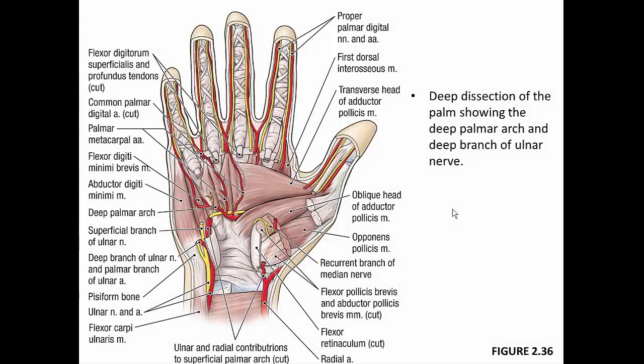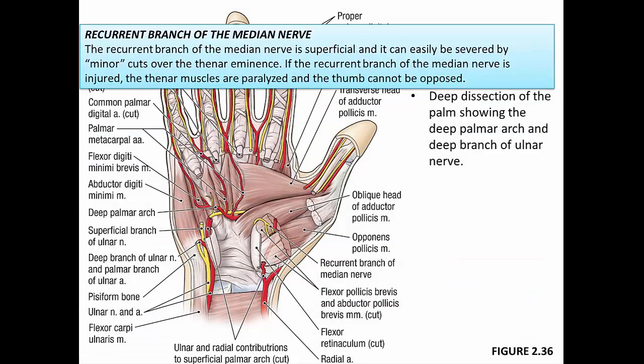Here's one more clinical correlation for us about the recurrent branch of the median nerve. Because this nerve is going so superficially, if you have a cut in the palm of your hand right over the thenar eminence, you could sever this nerve, which would then mean that you would paralyze all of the thenar muscles and you wouldn't be able to oppose the thumb.